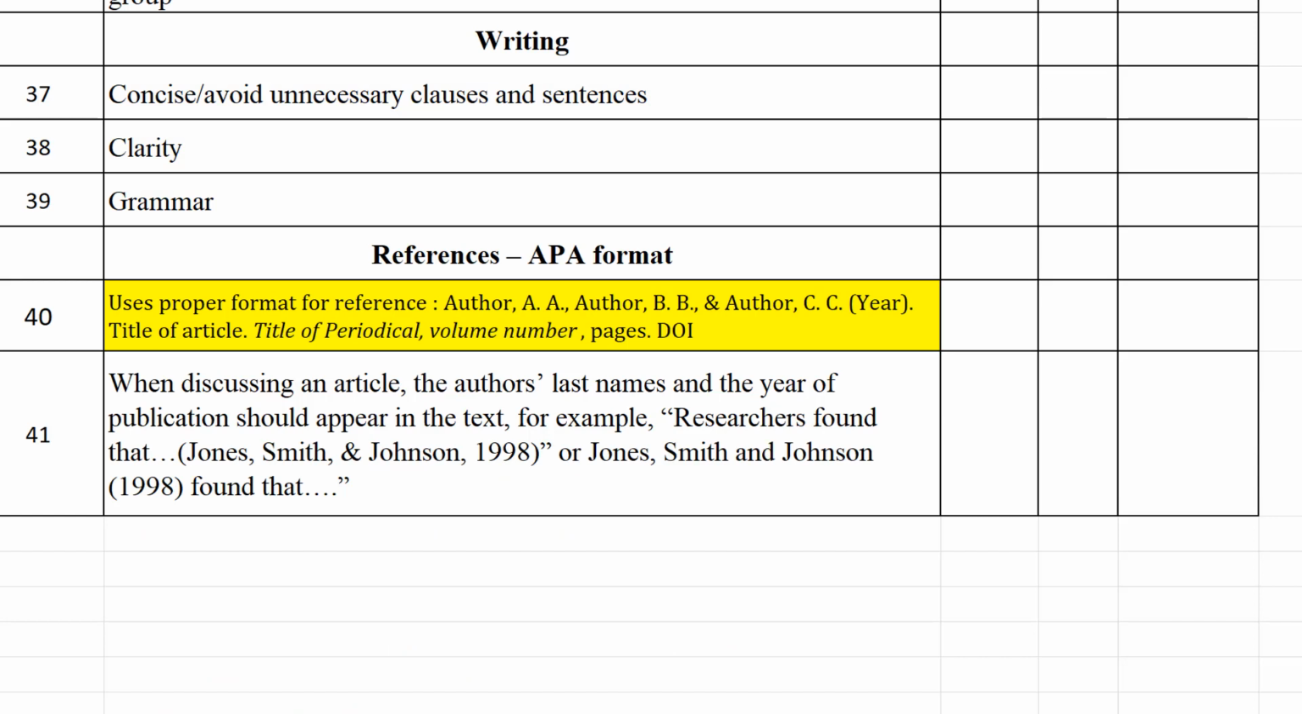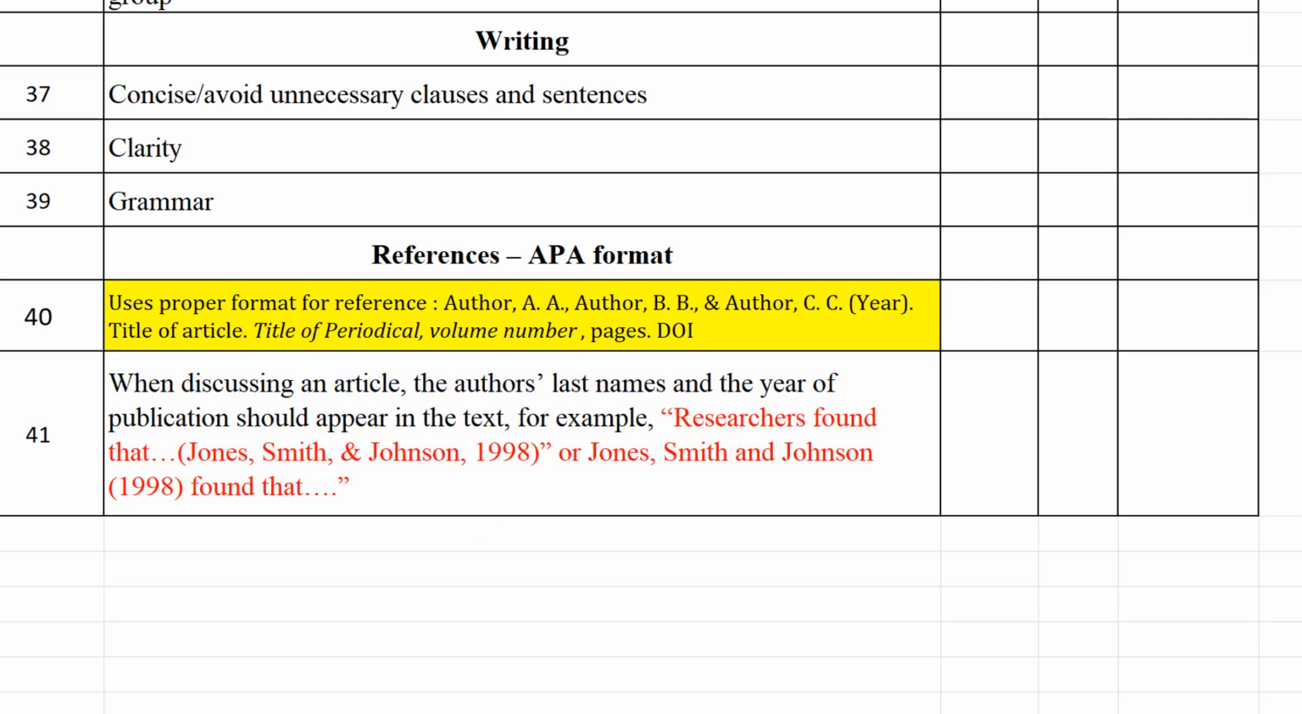And then finally, going back over the paper, note whether the student used proper APA format. For example, when citing a paper, the appropriate APA format is to use the author's last names followed by the date in which the paper was published. And there are two ways that this can be done. The two examples here are in red.